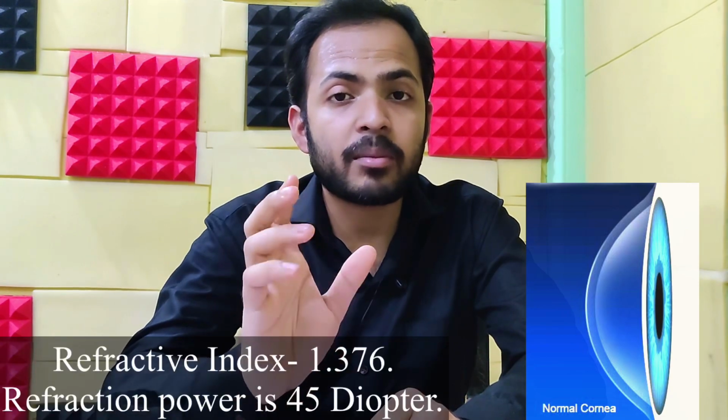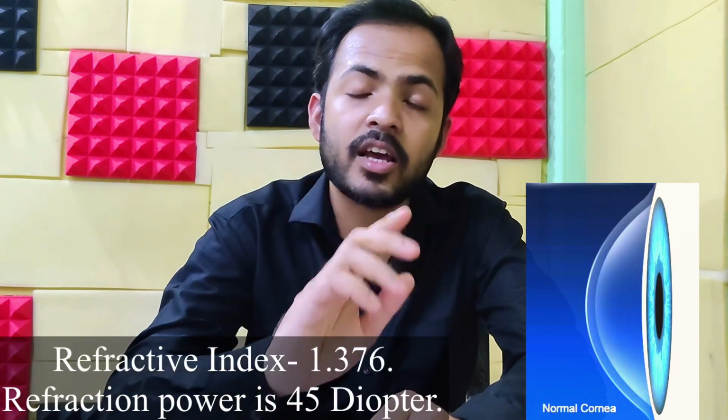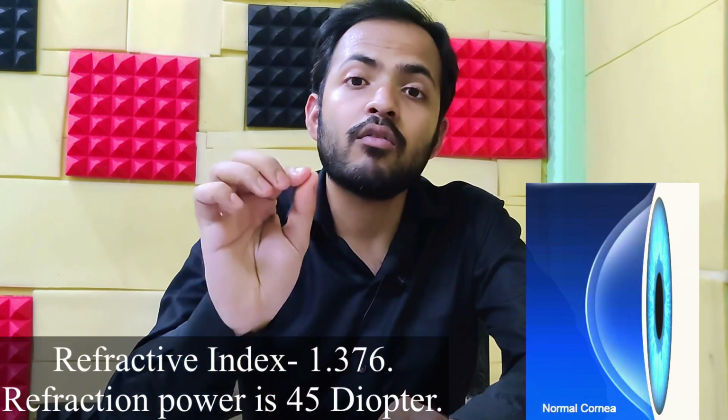Okay. Now this anterior surface of the cornea is the most important refractive structure, because its refractive index is 1.376 and the refractive power is 45 diopter. Now what is refraction? What is refractive power, refractive index? These things are basic parts of 11th or 12th standard physics. I will talk about these things later, not now.